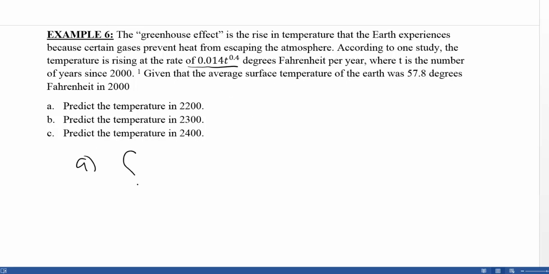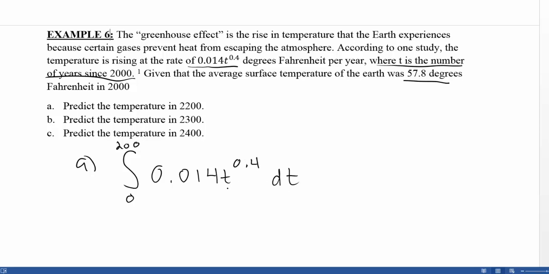So for part A, T is the number of years since the year 2000. We want to know how much it's changed from 2000 to 2200, so over 200 years, because our initial measurement is what's going on in the year 2000. So if we integrate our rate from 0 to 200, and we use dt here because our variable is t, we can plug this into our calculator and we're going to get 16.65.